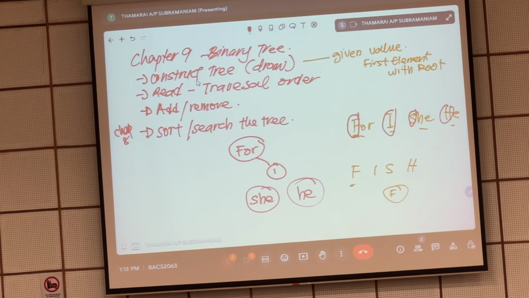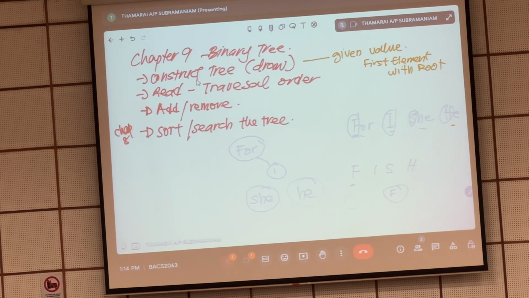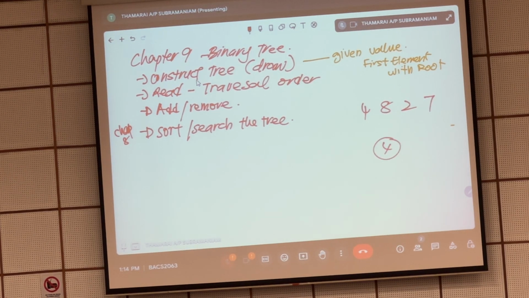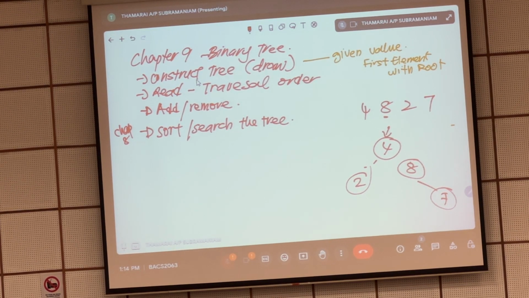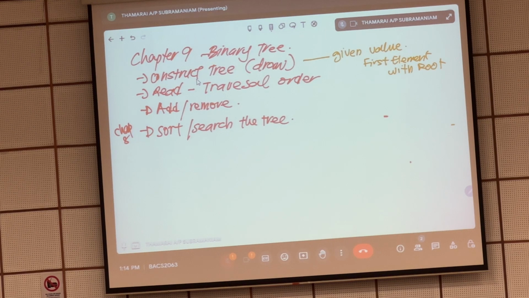You understand? Okay? This is for text. If numbers are given, let's say 4, 8, 2, 7, 4 will be your root. Okay? Then check if 8 is before or after. Check 2 is before or after. Check from the root. Okay? Understand how to create? Any question, let me know. Okay? Now, or.